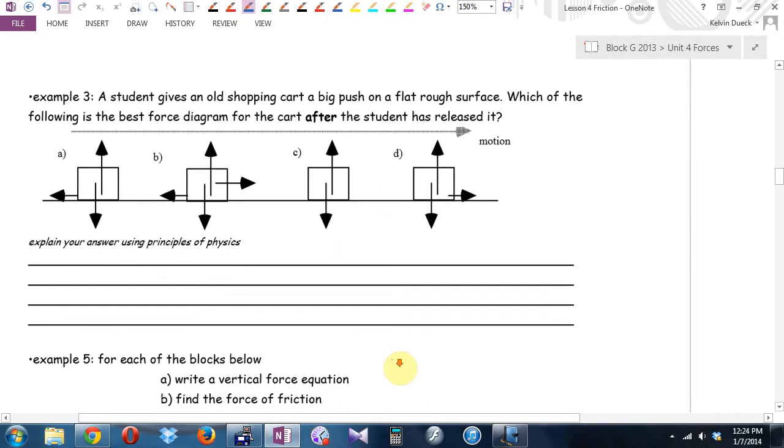Example 3. A student gives an old shopping cart a big push on a flat, rough surface. Let's just think bad pavement, like you see in parking lots quite often. Which of the following is the best force diagram for the cart after the student has released it? Let me give you the same illustration, but instead of a shopping cart, we're going to use my little office chair. Instead of a really rough surface, it's going to be the linoleum here, but it'll still work.